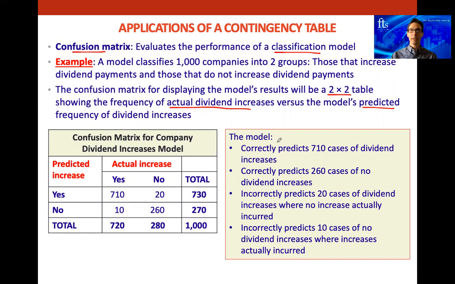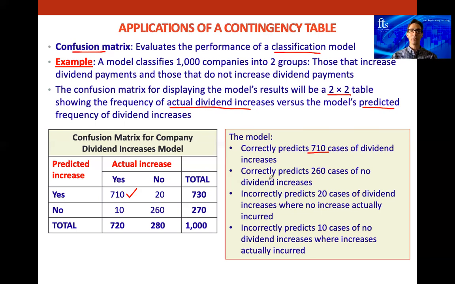So if we look over here on the right-hand side, we can see what this model is telling us. It correctly predicts 710 cases of dividend increases. Why? Because here we've got predicted increase, yes, and in actual, so the prediction was for an increase in dividend payment, and what actually happened? Yes, the dividend did actually increase. So it's correctly predicting 710 cases of dividend increases. So when we've got a yes and a yes corresponding, then the model is working.